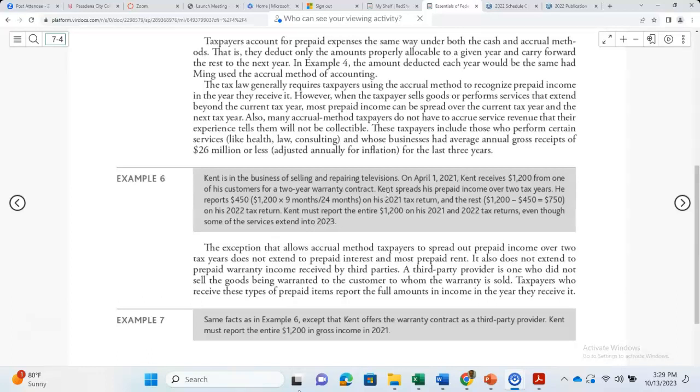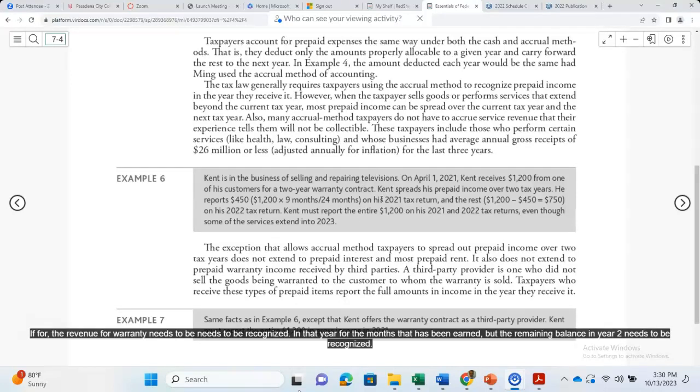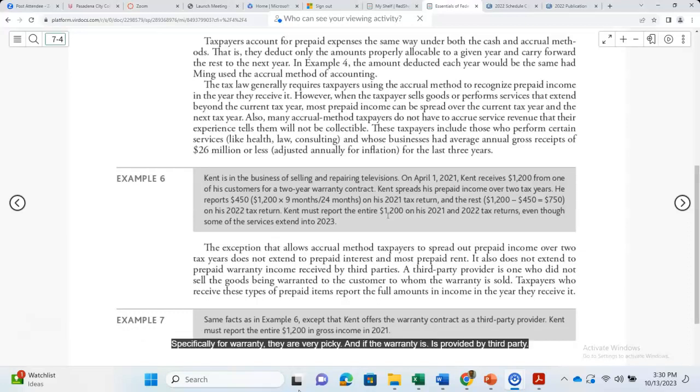So the revenue for the warranty needs to be recognized in that year for the months that have been earned, and the remaining balance in year 2 needs to be recognized. Specifically for warranty, they are very picky. And if the warranty is provided by a third party type of company, not the same company, then it has to be recognized immediately, all of it.